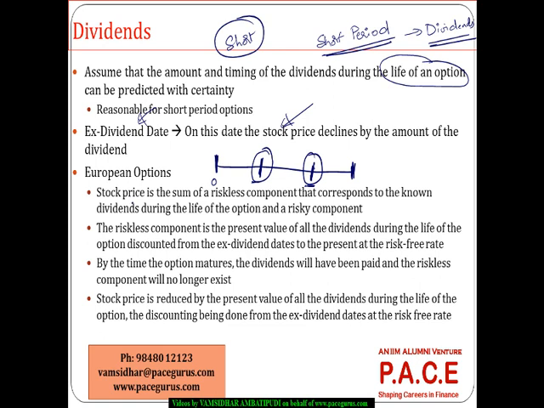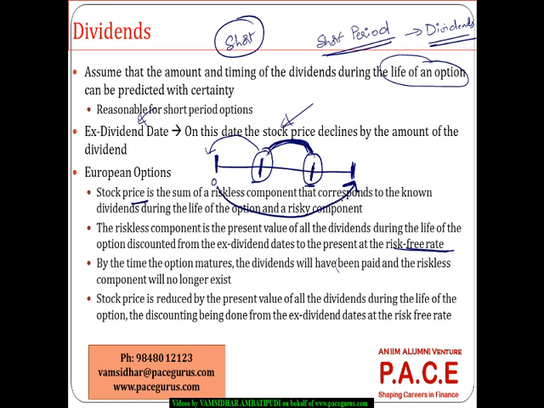Now, the stock price at any point has two parts: the present value of the dividends, along with the fluctuation in the price of the share. The dividend is the riskless part, because I am making an assumption that I know the amount and the timing of the dividend. So I discount them to the present value using the risk-free rate. By the time I come to the expiry date, obviously the dividends are already paid, so there is no riskless component there.